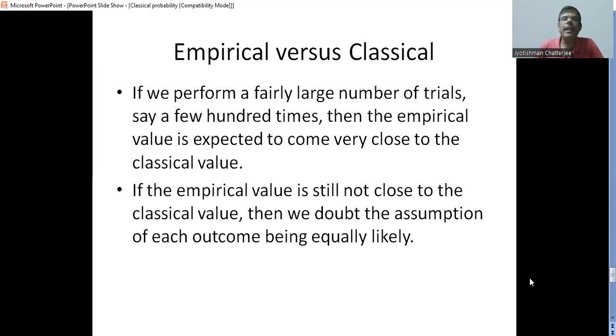If we perform a fairly large number of trials, say a few hundred times or a few thousand times, in that case, the empirical value is expected to be very close to the theoretical value. Let me repeat that once again. If we perform the random experiment a large number of times, in that case, the empirical probability that you find will be very close to the classical probability value for the same event.